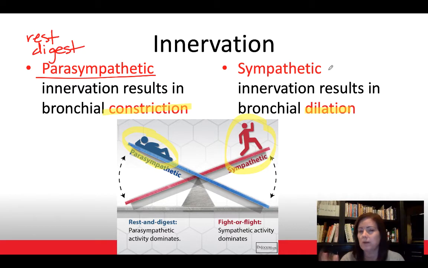So it's opposite from what you see in the lungs. Okay, that's a great question. That's a great test question. So with sympathetic activation, blood vessels are going to vasoconstrict.